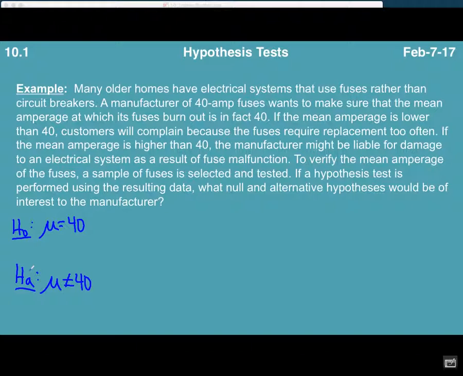So greater than is dangerous, less than is dangerous, or they're bad for the company. So not equal to is what we are testing. Okay, so we are assuming safe, looking for evidence to the contrary. So the alternative in words would be the mean amperage is not 40 amps.